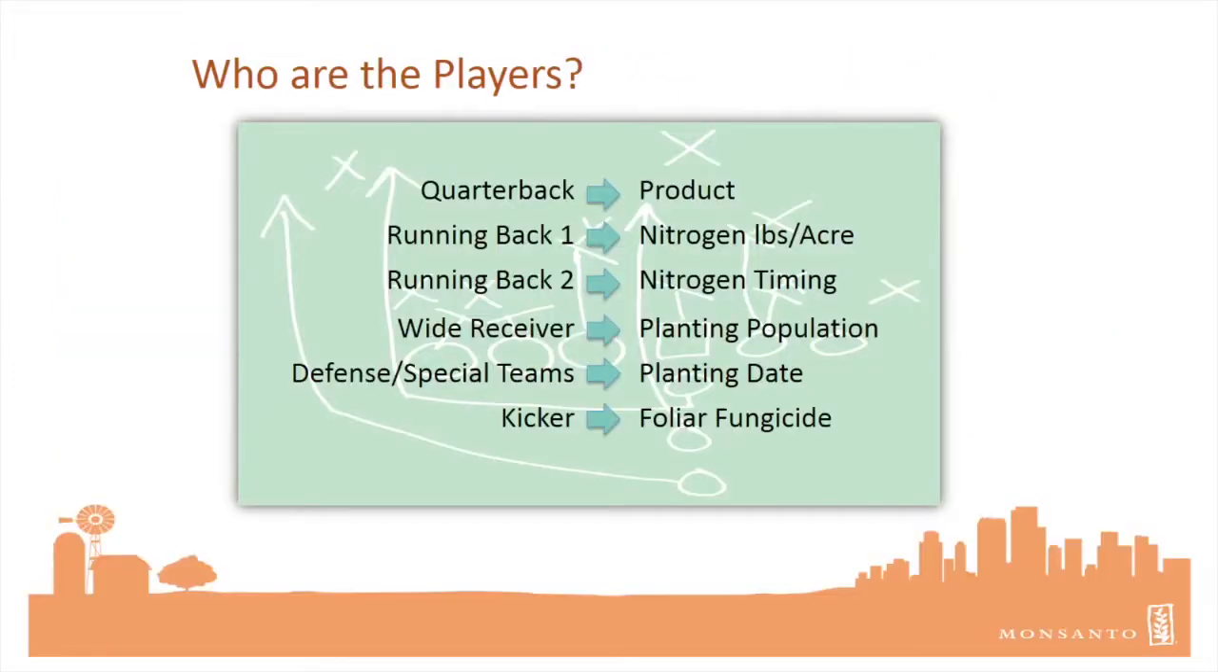So here are the players. We're going to be able to draft a quarterback and two running backs, a wide receiver, and a defense and special teams, along with a kicker. You can see here that we correlate the quarterback to our product. Our running back is our nitrogen applications. Our planting population is our wide receivers. Planting date is our special teams. And our fungicide decision is really going to be what we call the kicker. So whenever you hear us refer to quarterback and running backs from here on out, this is what we'll be referring to when we're talking about the farming aspect of the game.